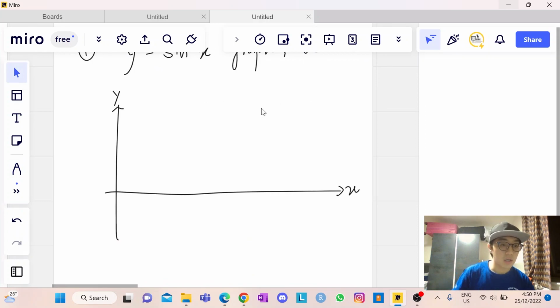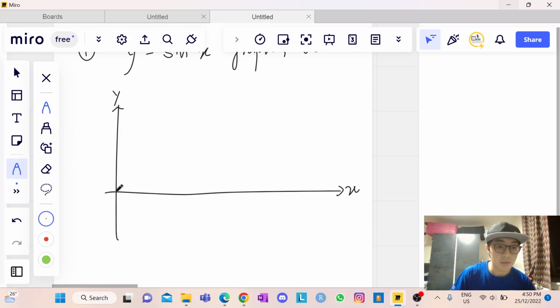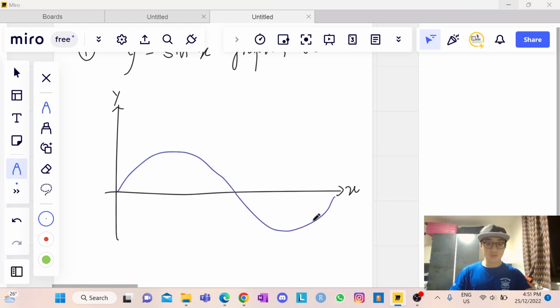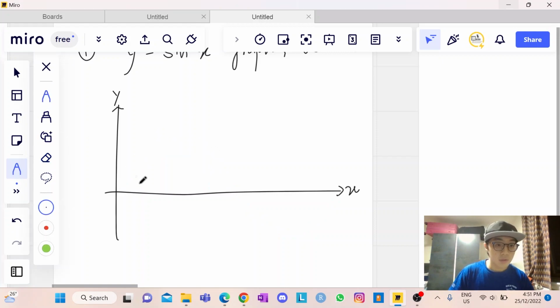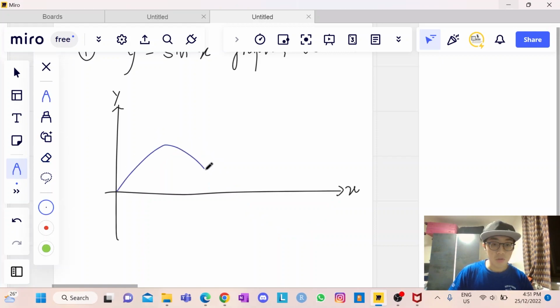So how does the sine graph look like? The sine graph looks something like a wave. I know it's ugly, but let me draw it. Go up, go down, come back up. This is the normal sine graph, and I'm going to extend this a little bit. The top value here is 1 and the bottom value here is -1, and this is the origin 0.